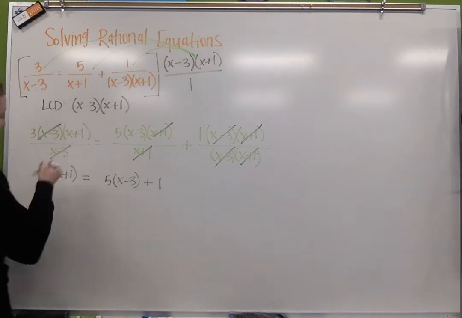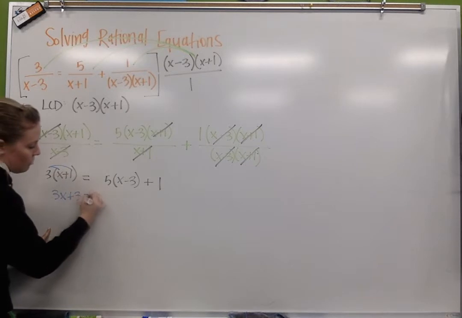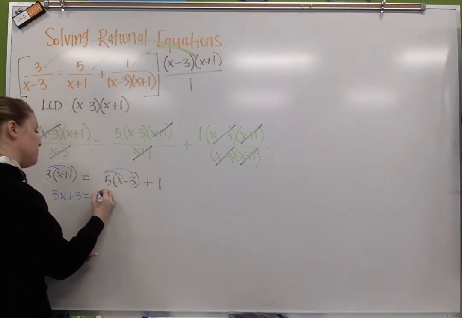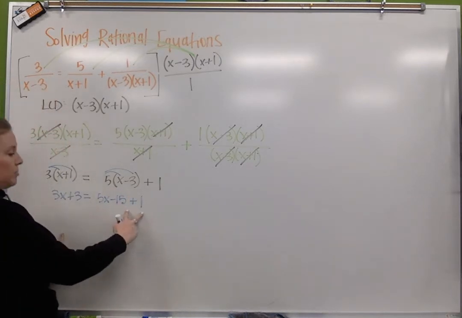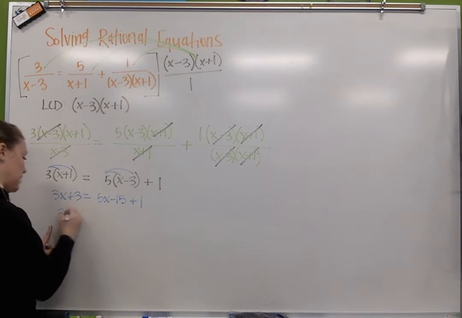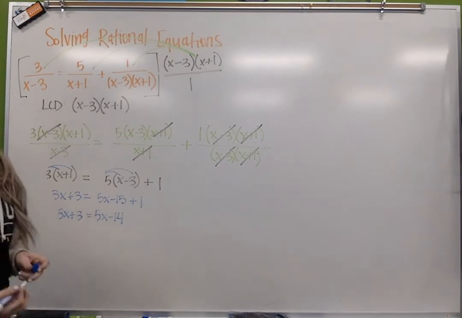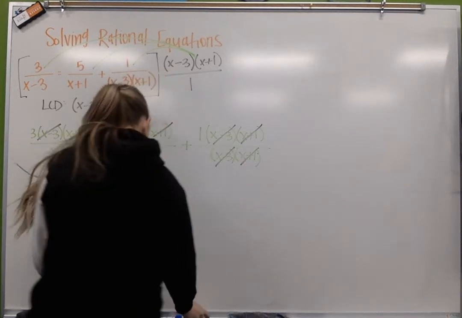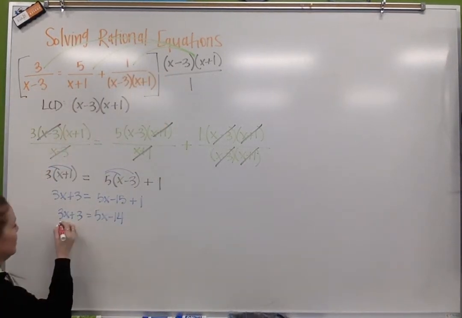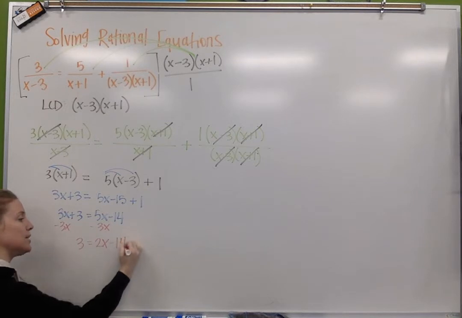So to do that, I'm going to simplify. I'm going to distribute my 3: 3x plus 3 equals, I'm going to distribute my 5, and I get 5x minus 15 plus 1. So I'm going to combine my like terms here. So I have 3x plus 3 equals 5x minus 14. And now we're just solving for x. I'm going to move my variables to one side, my numbers to the other. So I'm going to subtract 3x over here. So I get 3 equals 2x minus 14.